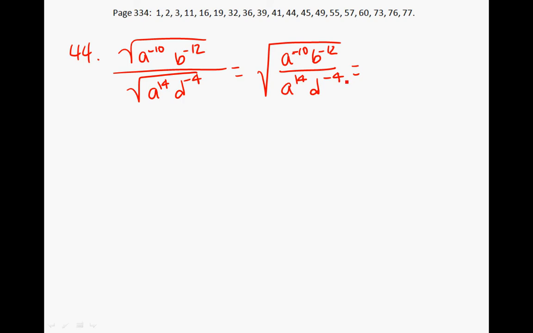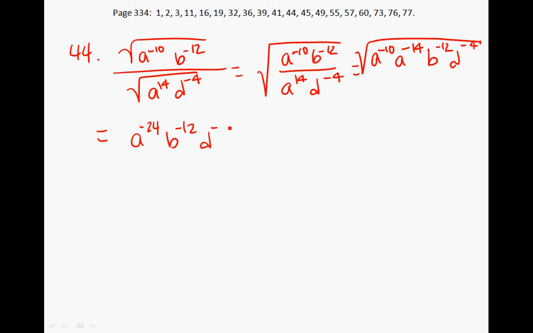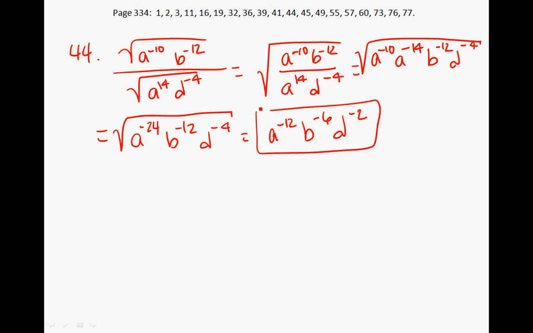So let me go ahead first and write them as a single numerator without the denominator. So we have a negative 10, a negative 14, it changes signs because it went up, b negative 12, d negative 4, and that's all square rooted. So when we combine stuff, we get a to the negative 24, b negative 12, d negative 4. And then we're taking the square root of that, which means we're going to have a to the negative 12, b negative 6, d negative 2. And that would be our answer.